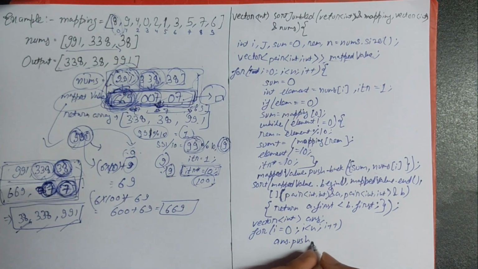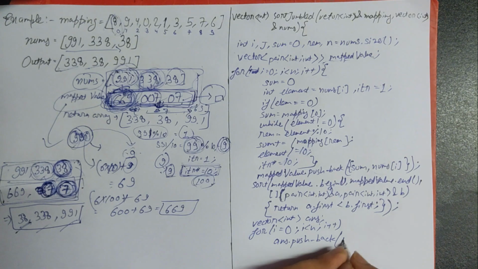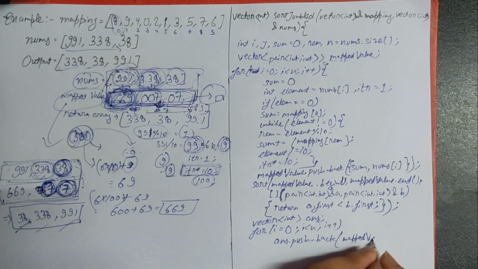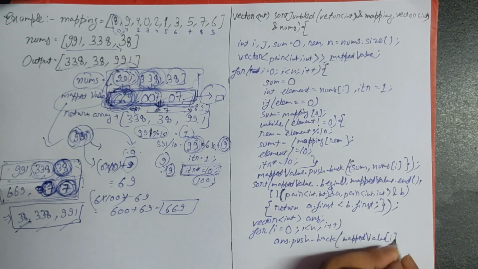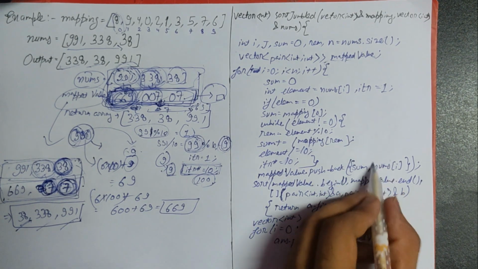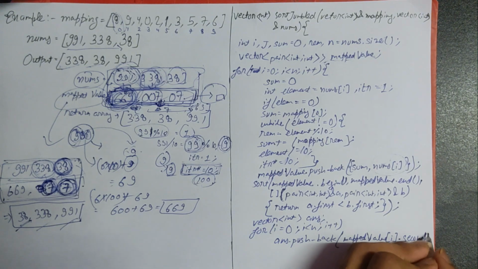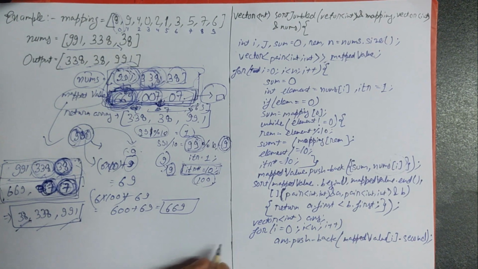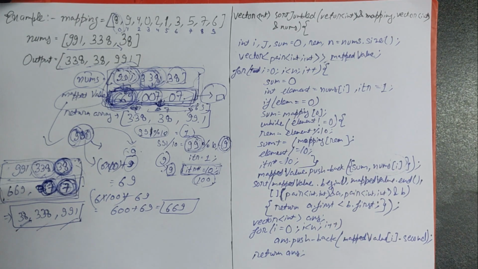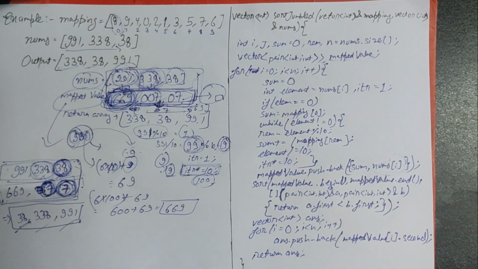So answer dot push back map value I dot second, because we pushed the nums I in second. Okay, simple. And after that we need to simply return our answer, and here we can close our function, and this is the whole code.